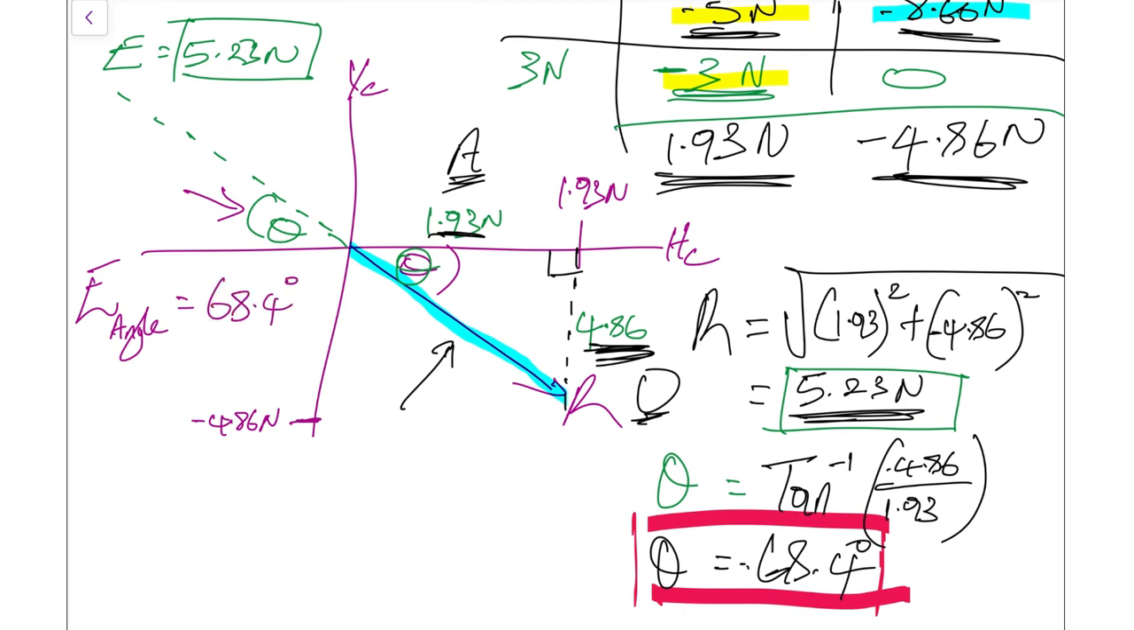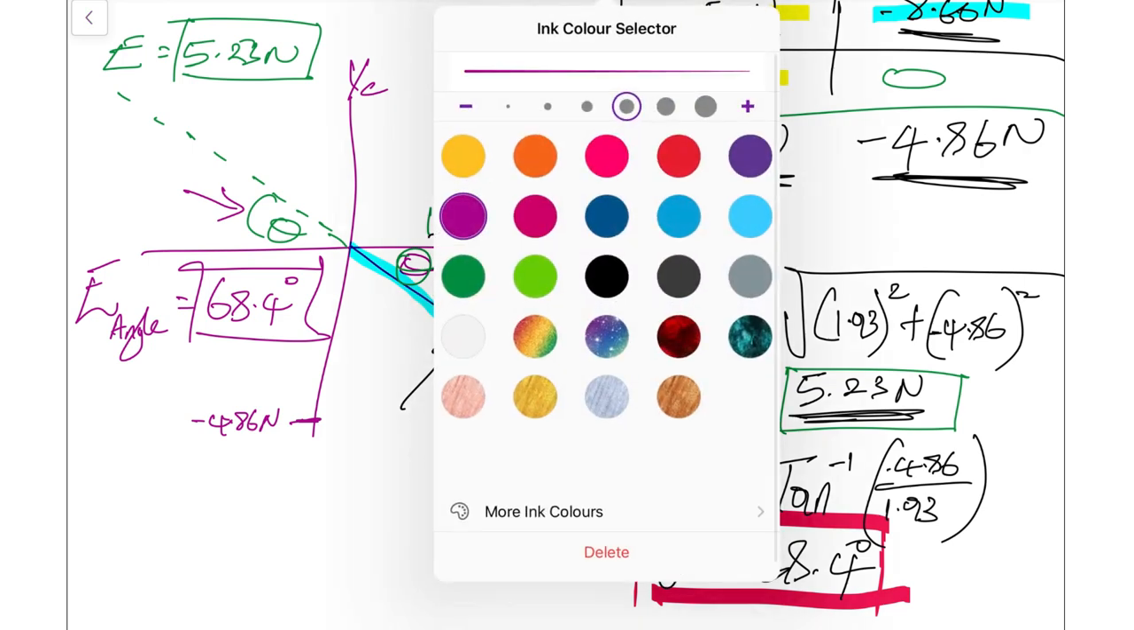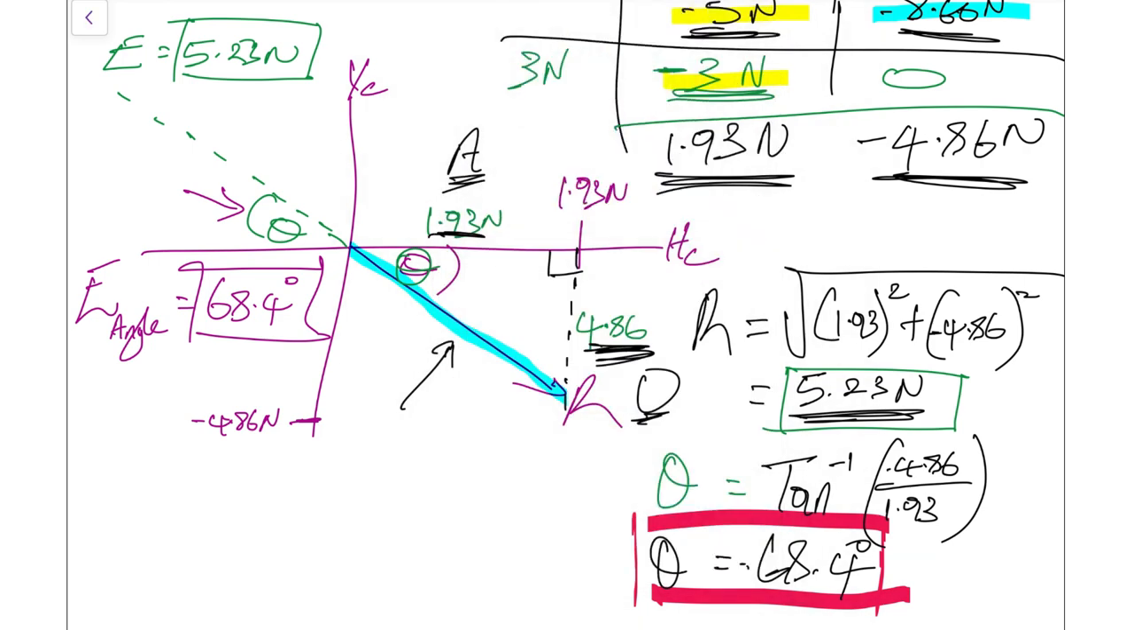That's 68.4 degrees right there. And if for some reason you need to measure that equilibrium angle counterclockwise, you just need to subtract the value that we have there from 180. So that would simply be 180 minus 68.4, which will give us 111.6 degrees.